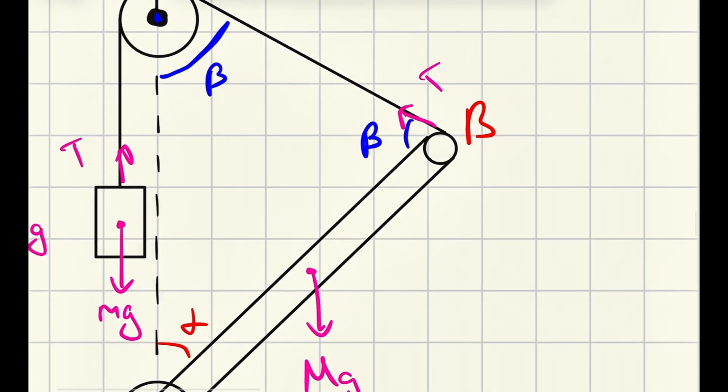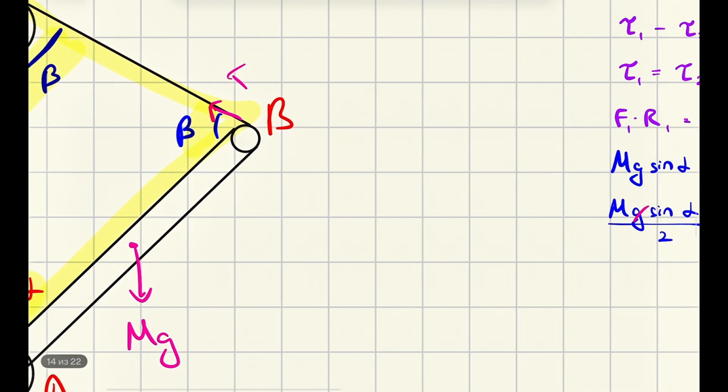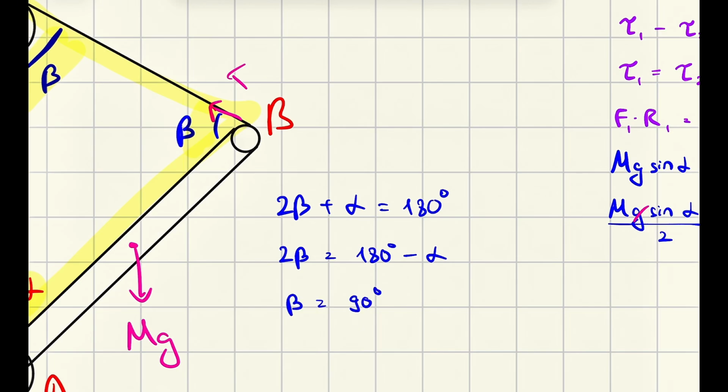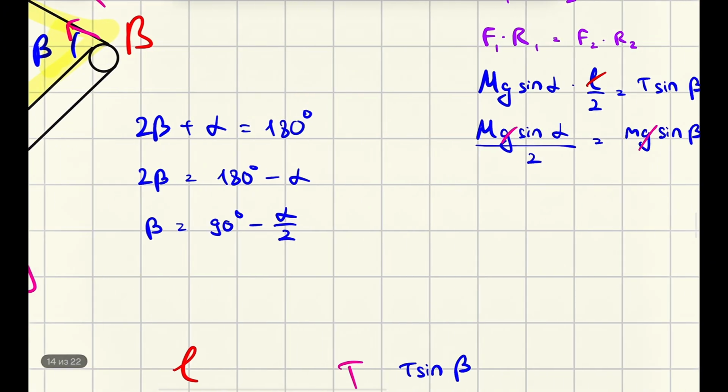If you look at this triangle, let me note it like this, this is angle alpha, this is angle beta, and this is angle beta, which means that double beta plus alpha must give us 180 degrees. Okay, and we can find the meaning of beta from here. 2 beta would be 180 minus alpha, and beta would be just 90 degrees, everything divided by 2, minus alpha divided by 2. Okay, the meaning of beta is found right here.